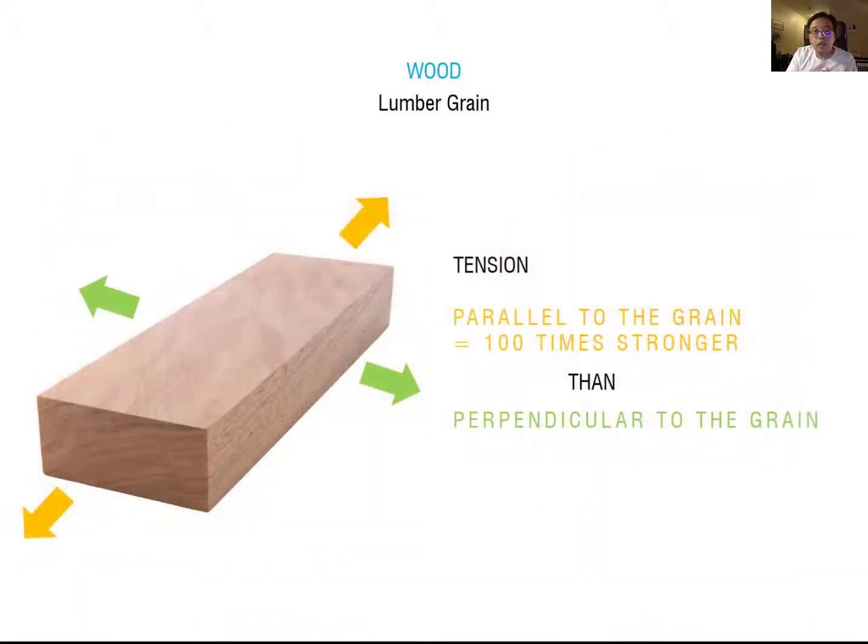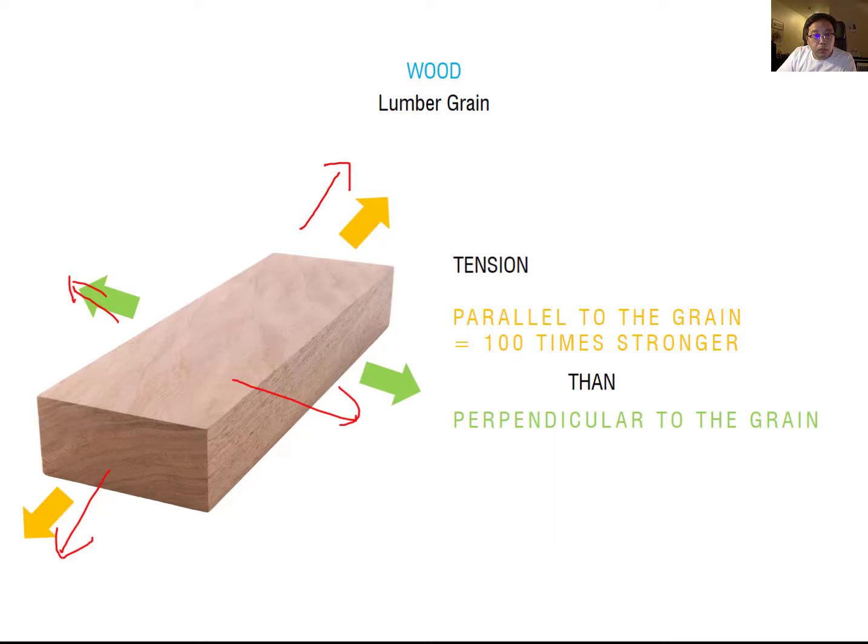Okay, and then lumber grade, depending on the location of use, has slightly different strengths. Tension is a pulling process. It's kind of like a pulling process. You can see the tension is a pulling process here, and here and here.